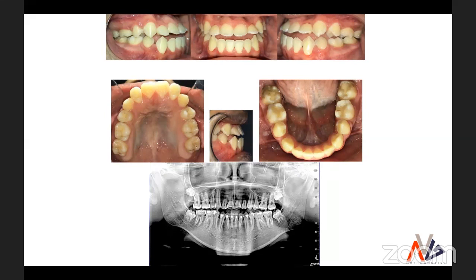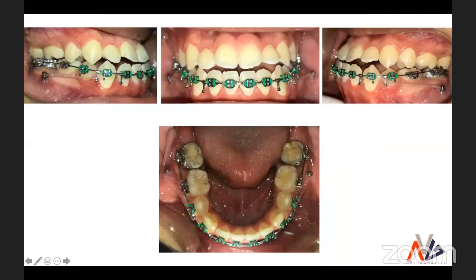My first agenda would be to get this lower within the upper. So that means I had to correct the class 3 canines first, and then I would overcorrect the overjet, and then I would tip the upper incisors back a little bit. So what I did was exactly that. I placed a lower 19 by 25 stainless steel. In progression, the lowers didn't need much leveling.